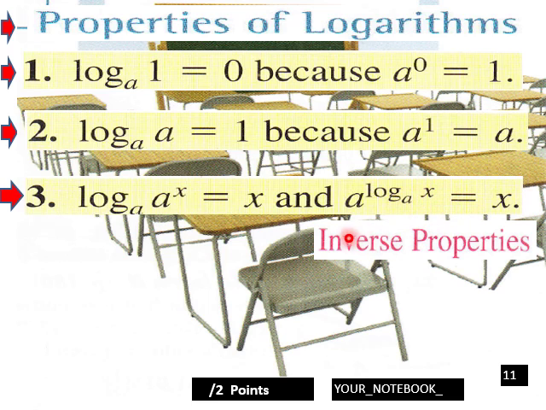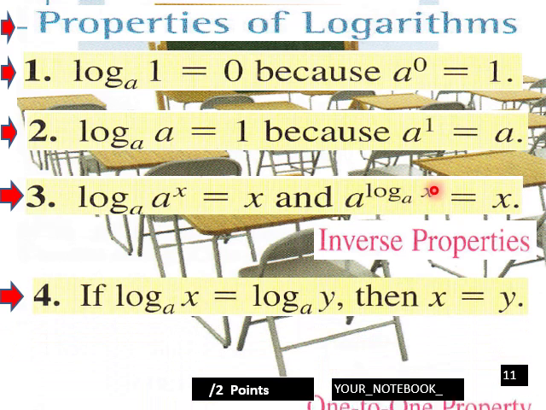And a to the log base a of x would equal x. So we have inverse properties here. Basically, a to the x would equal a to the x. When you put this up into your exponent, these cancel, and your log a would drop this down. This would be 1. So then we just have 1 times x, which would equal x.